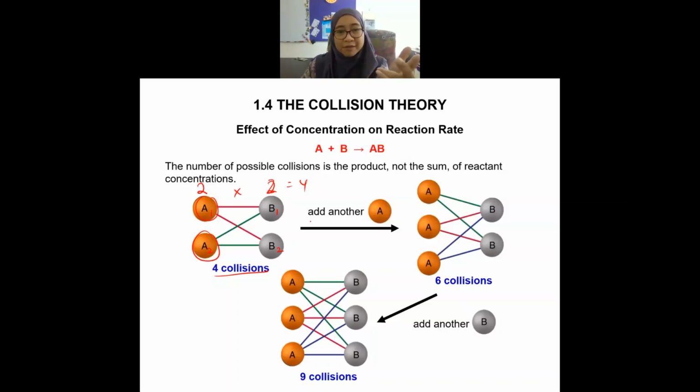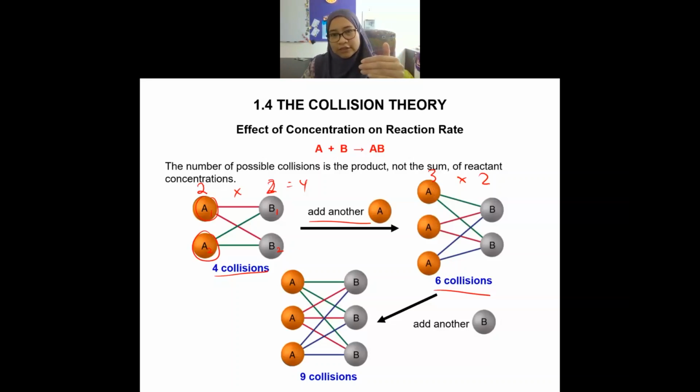What happens if we add another A? If we add another A, the easiest would be kita kalau multiply je terus 3 darab 2, kita dapat 6 collisions. Kita bukan 3 tambah 2. No, we don't do that. We multiply the particles. 3 times 2 will be 6 collisions.